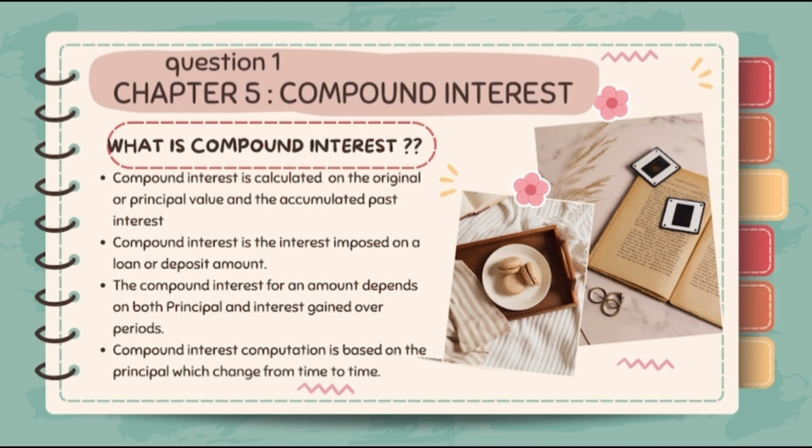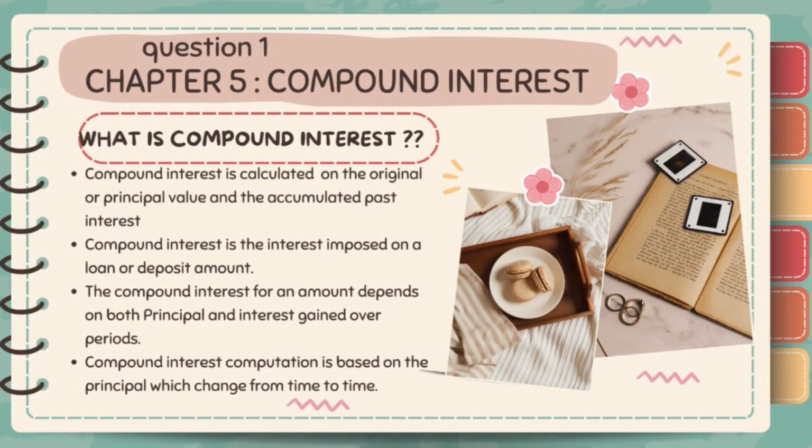So here, I'm going to explain briefly about compound interest. What is compound interest? Compound interest is calculated on the original or principal value and accumulated past interest. Compound interest is the interest imposed on a loan or deposit amount. The compound interest for an amount depends on both principal and interest gained over periods. And the last one, compound interest computation is based on the principal which changes from time to time.